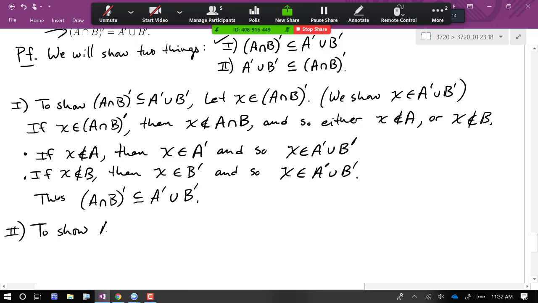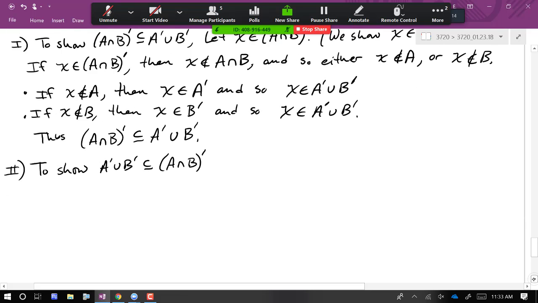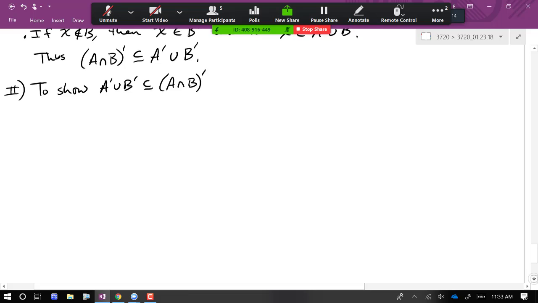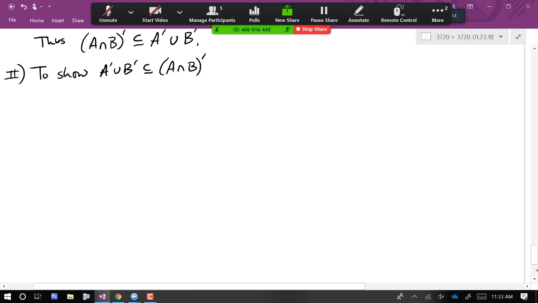So to show that A complement union B complement is contained in the complement of A intersect B, our plan, really, we're going to attack this in the same way. What we do, and this is a basic strategy for a containment proof, is you take an arbitrary element, so we let X be an element of this set on the left, and then argue that it must also live in the set on the right.